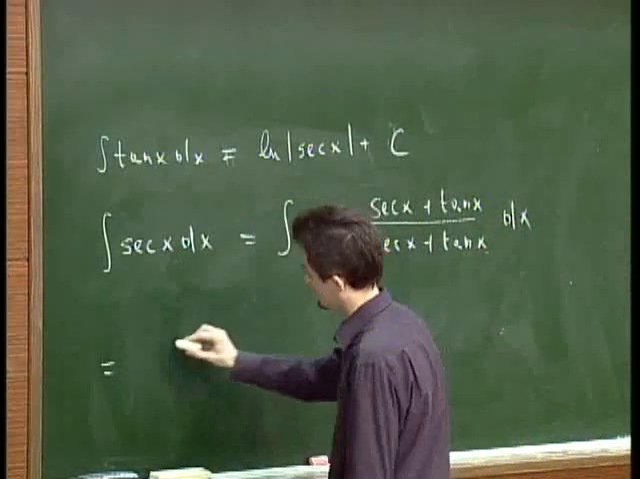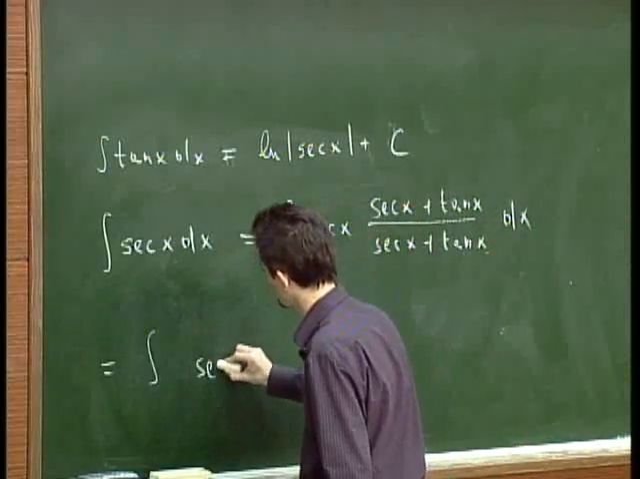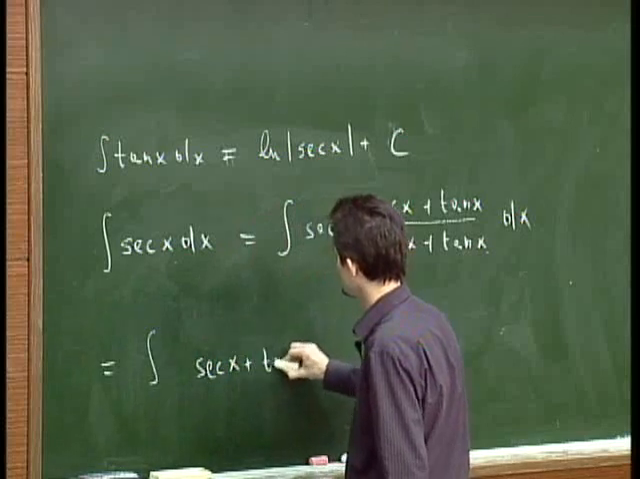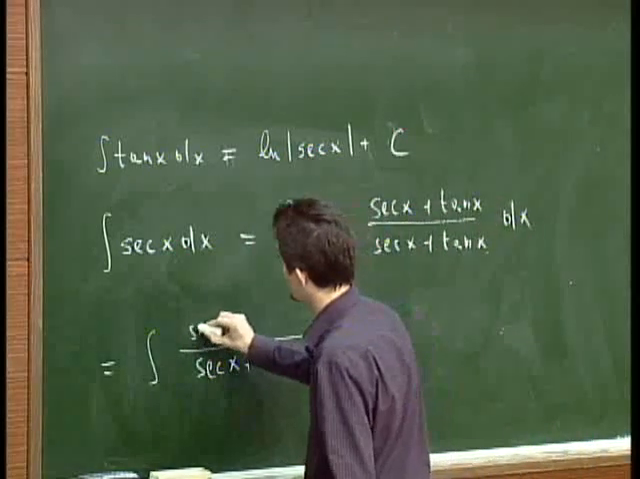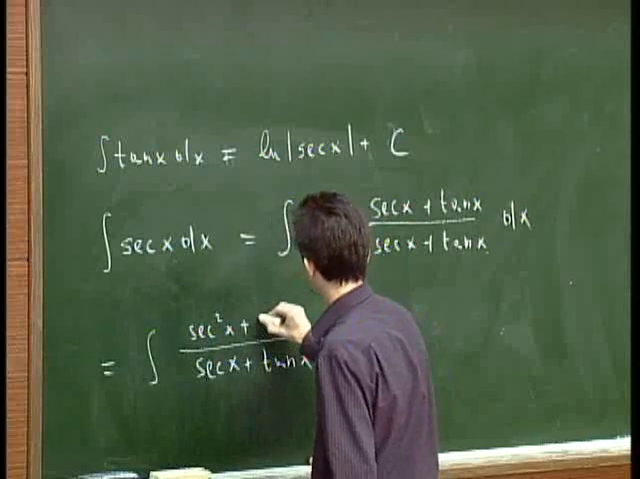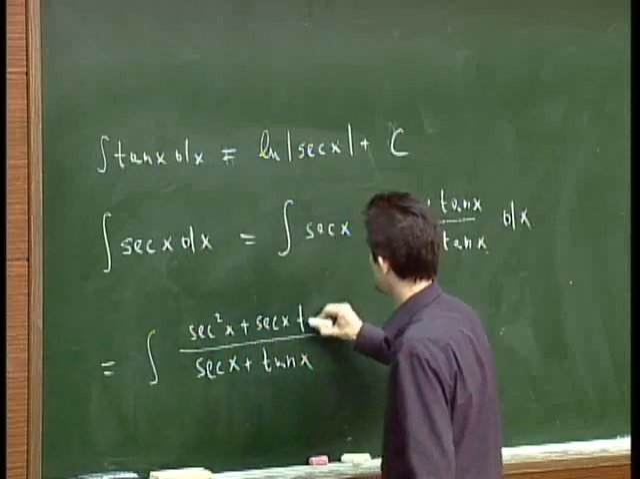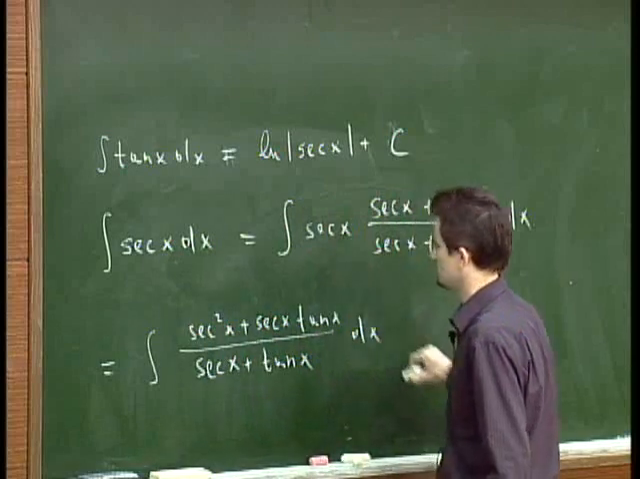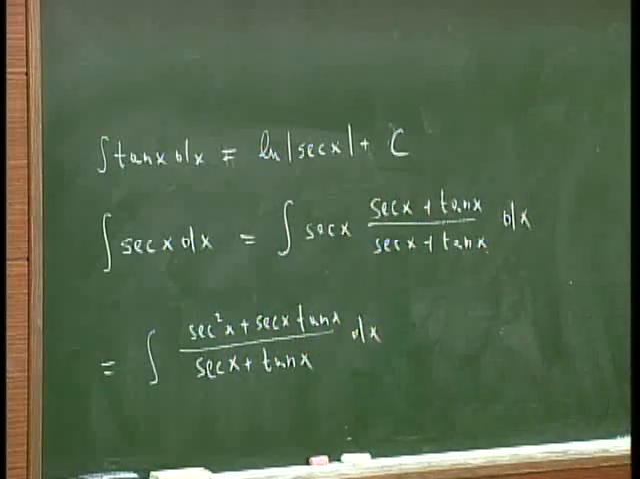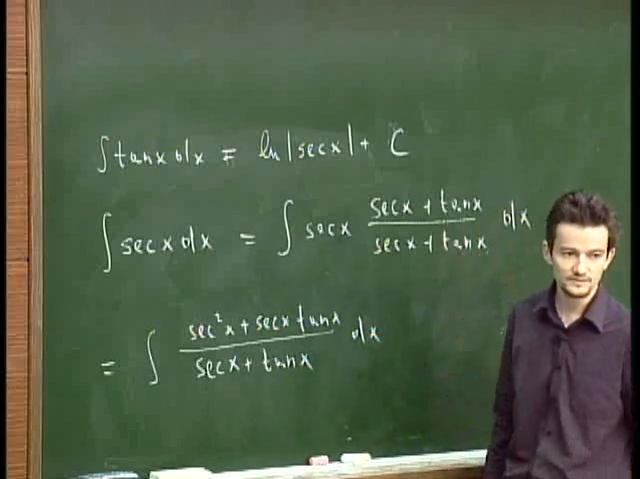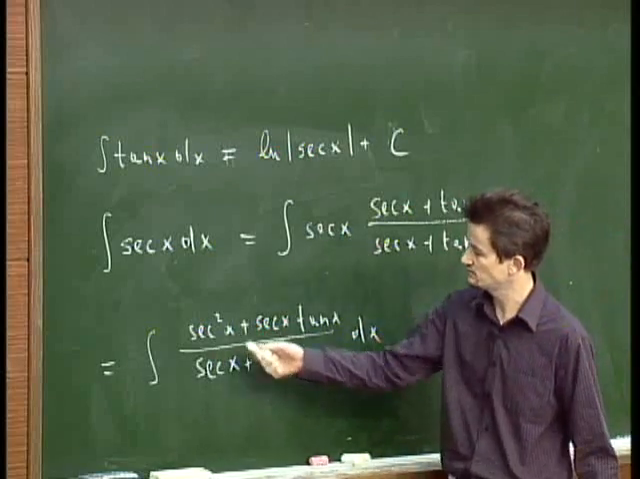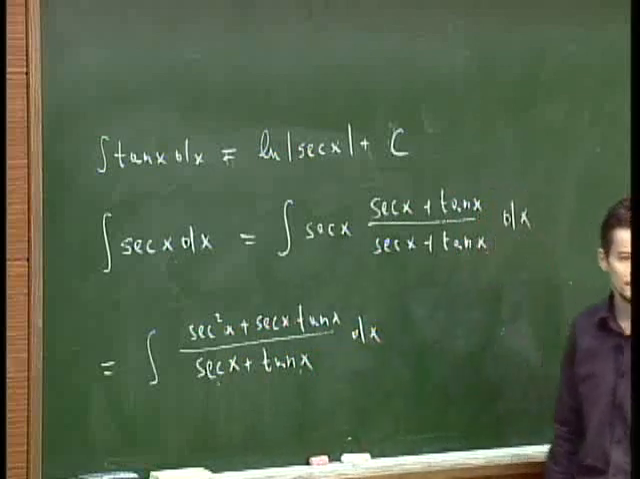Now, why is this helpful? Let's rewrite this: the denominator is secant of x plus tangent of x, and the numerator becomes secant square of x plus secant x tangent of x dx. The reason why this works is that you observe that the derivative of the denominator is exactly the numerator, because the derivative of the tangent is this one, and the derivative of secant is this one.